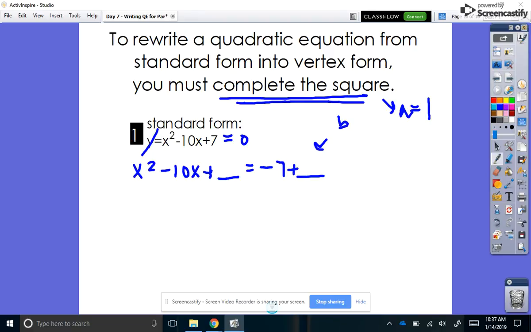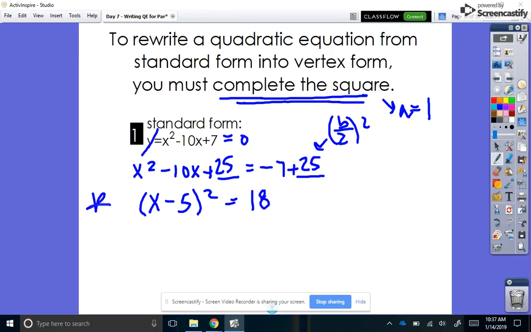In this blank, we do (b divided by 2) squared. 10 divided by 2 is 5. 5 squared is 25. Then I'm going to factor this. I do the square root of x squared, which is x, the sign of the middle, and the square root of 25, which is 5, and that's going to equal 18.